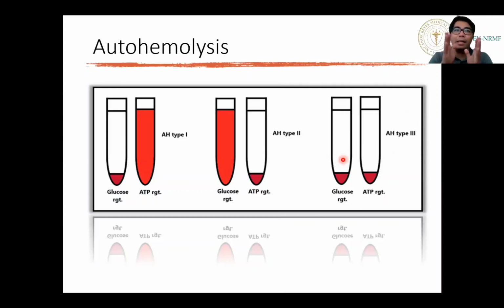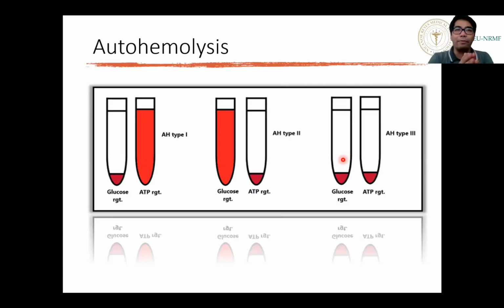That's why G6PD deficiency will show us autohemolysis type 1 result, pyruvate kinase deficiency, autohemolysis type 2 result, and hereditary spherocytosis will show us autohemolysis type 3 result. So with the aid of the autohemolysis test, we can screen what enzymopathy might be present in the patient's blood. It is pyruvate kinase deficiency or G6PD deficiency. Again, this is a screening test for G6PD and pyruvate kinase.